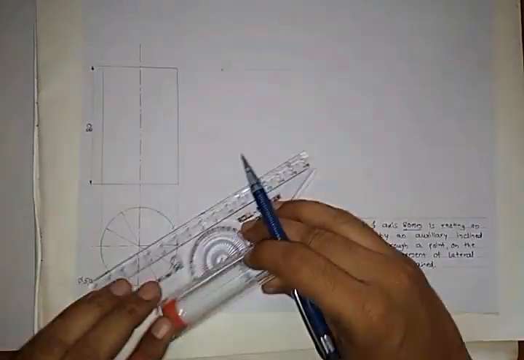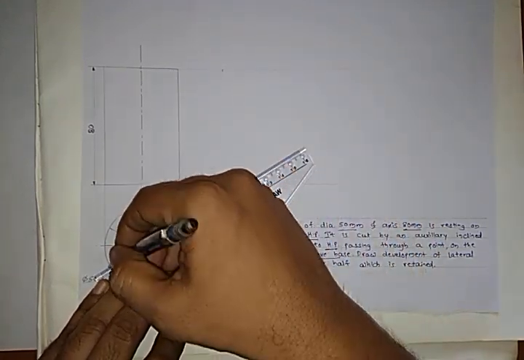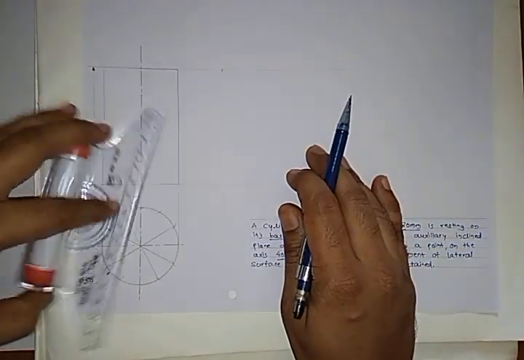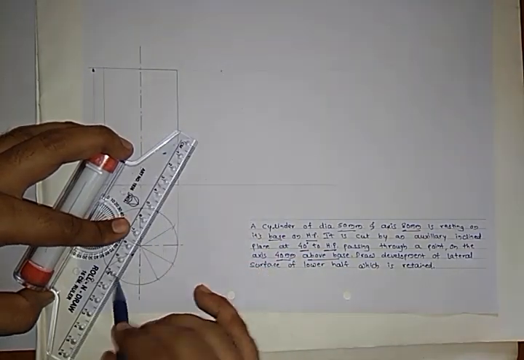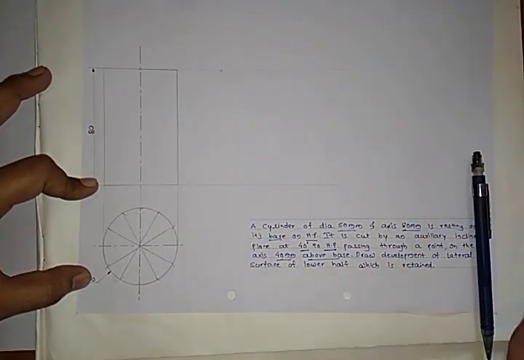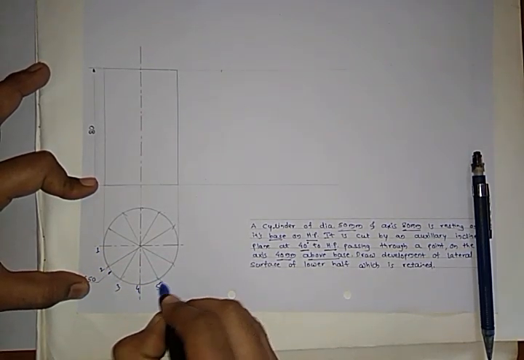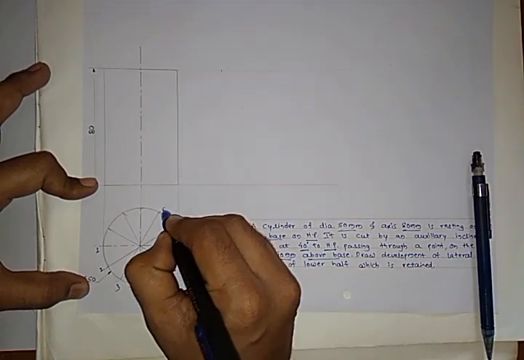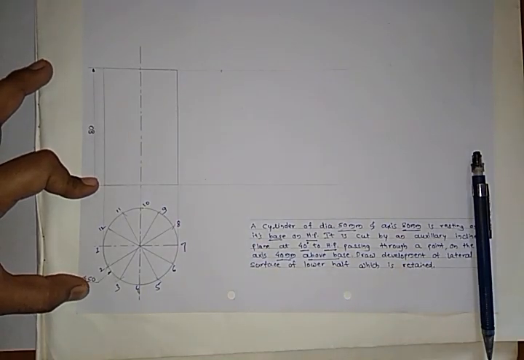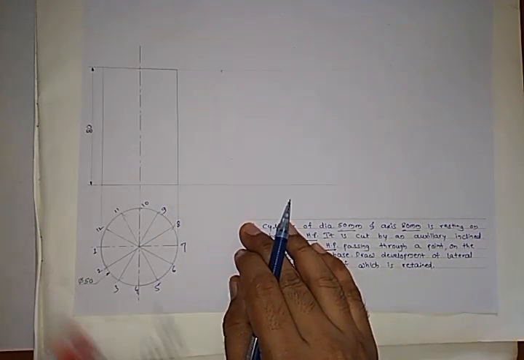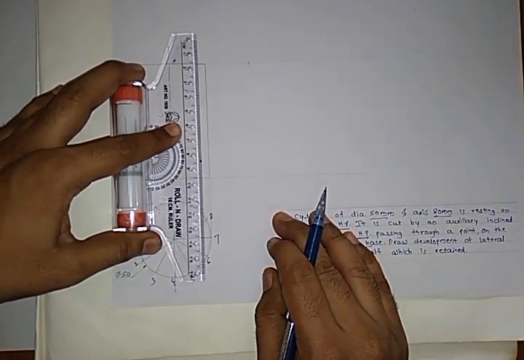So the main function is to cut this cylinder by a cutting plane, and to project or show the position of that cutting plane also, that we will see. And to mark this point, it is point 1, then 2, 3, 4, 5, 6, 7, 8, 9, 10, 11 and 12. Now you need to transfer all these points in the front view also. Those are moving upward.